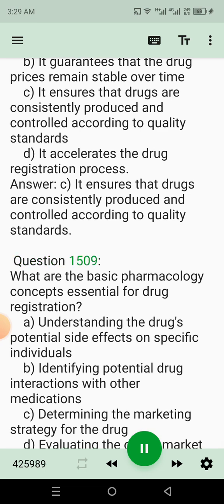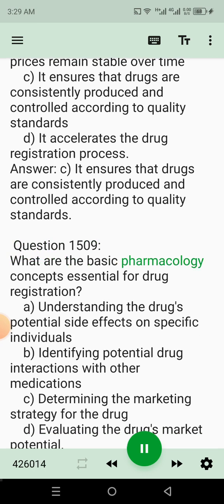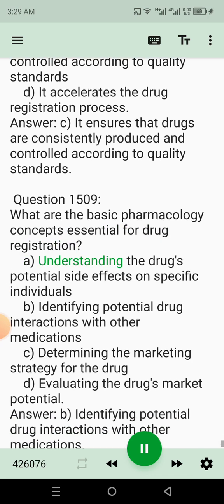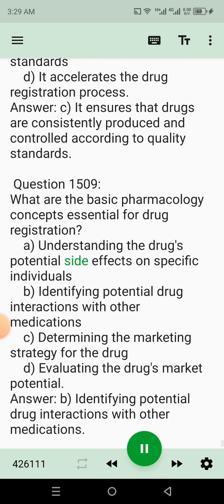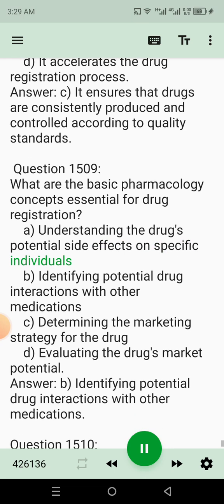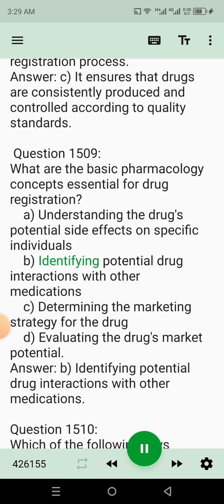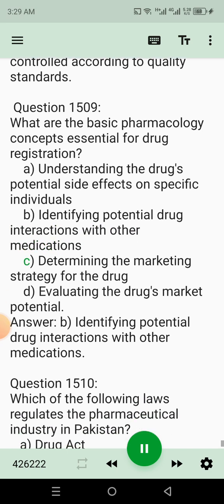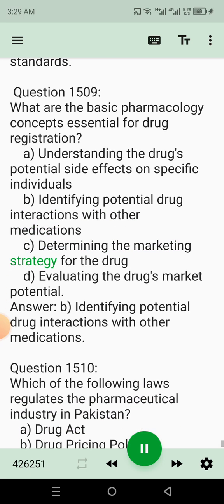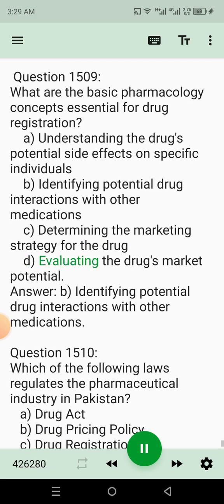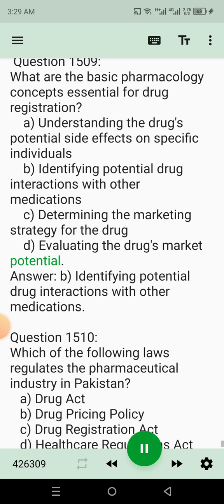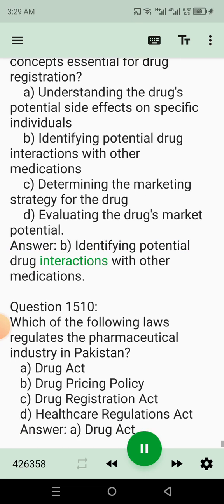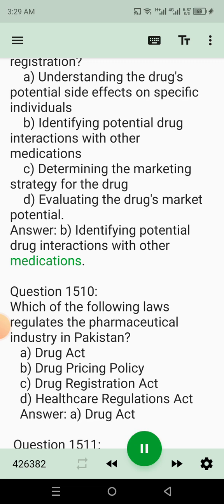Question 1509. What are the basic pharmacology concepts essential for drug registration? A. Understanding the drug's potential side effects on specific individuals. B. Identifying potential drug interactions with other medications. C. Determining the marketing strategy for the drug. D. Evaluating the drug's market potential. Answer. B. Identifying potential drug interactions with other medications.